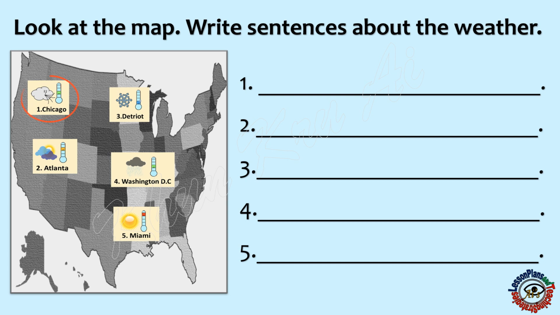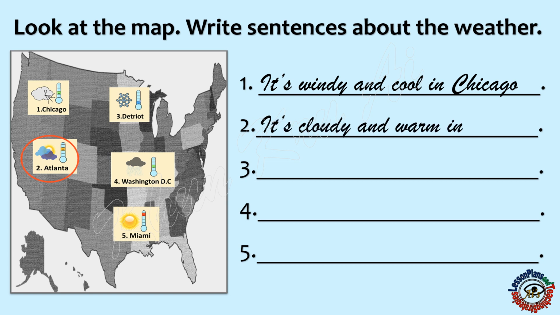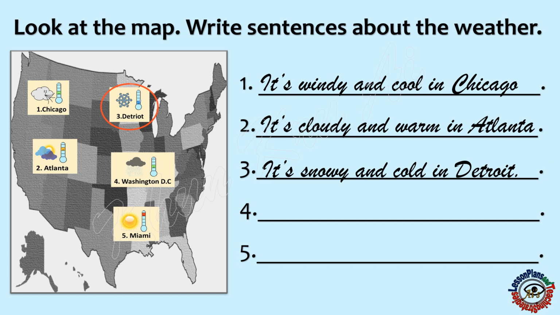What's the weather like in Chicago? It's windy and cool in Chicago. What's the weather like in Atlanta? It's cloudy and warm in Atlanta. What's the weather like in Detroit? It's snowy and cold in Detroit.